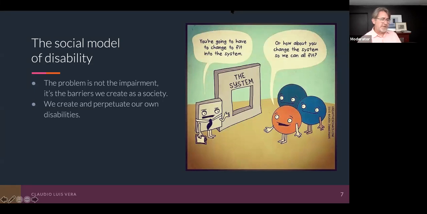It's really one that started in the 60s in England. It says that essentially we shouldn't be trying to modify people with disabilities to fit the system. Instead, we should be modifying the system to fit the people with disabilities.